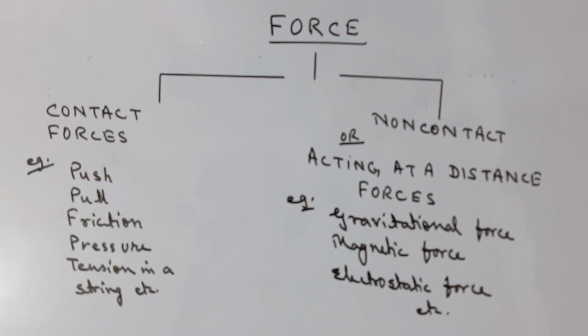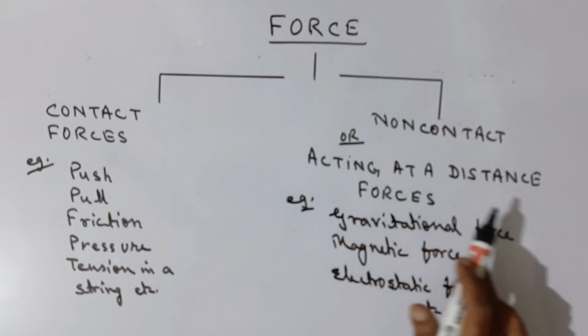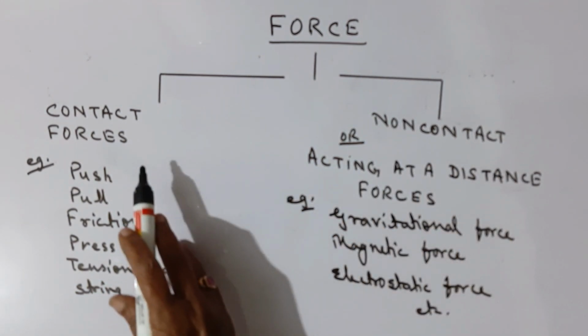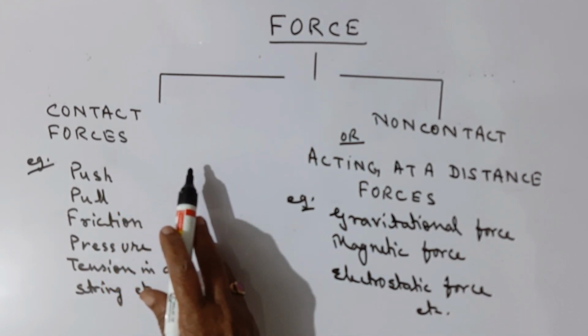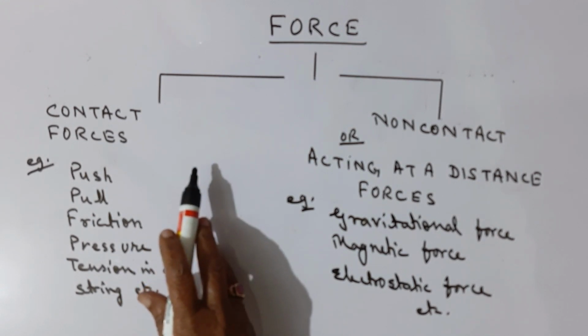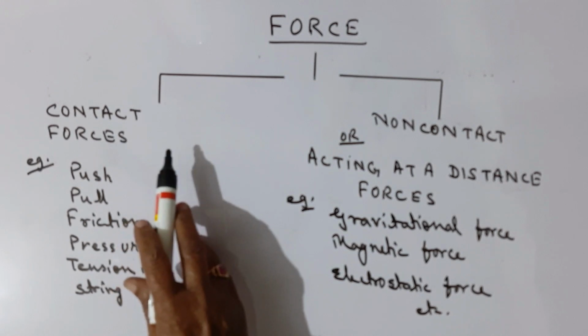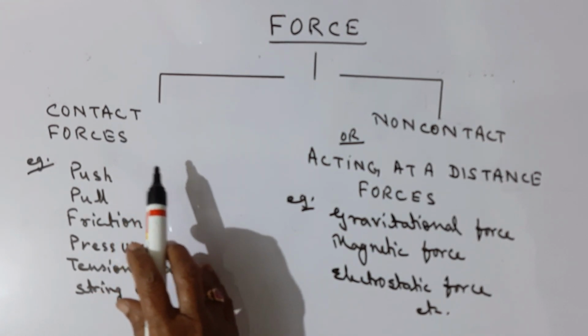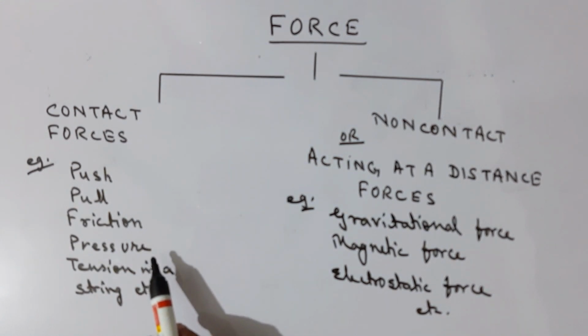When we look around us, we observe mainly two types of forces in nature. They are contact forces and non-contact or acting at a distance forces. By contact forces, we mean those forces which come into play when two objects are in direct contact with each other. That means they touch each other. Examples of such forces are push, pull, frictional forces, pressure, tension in a string, etc.